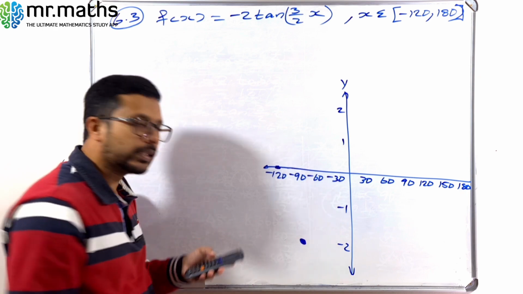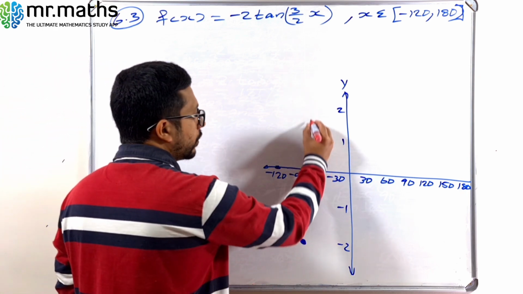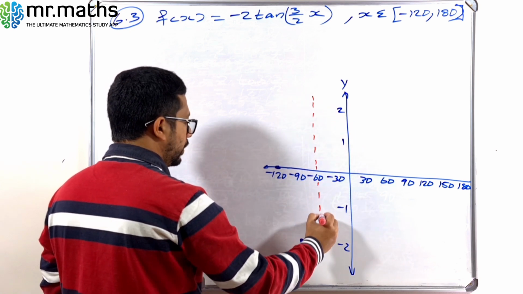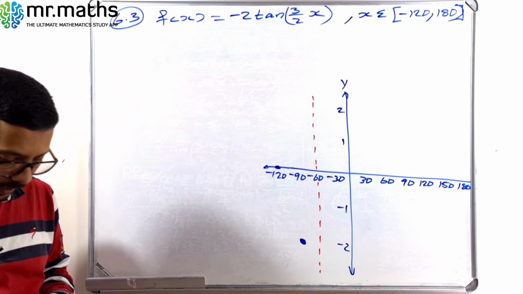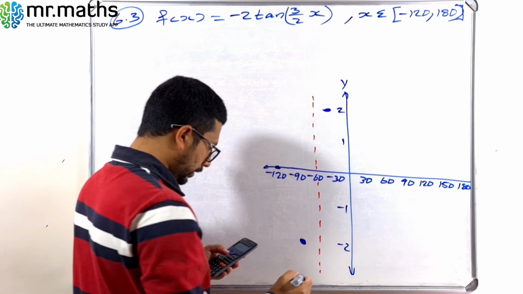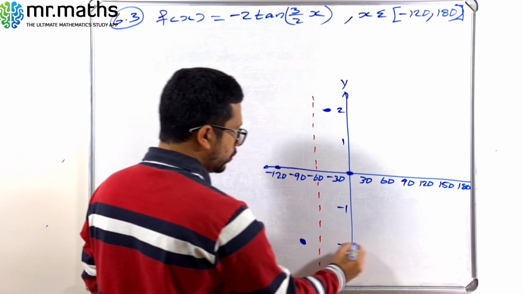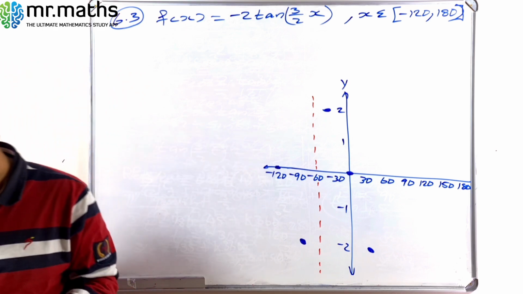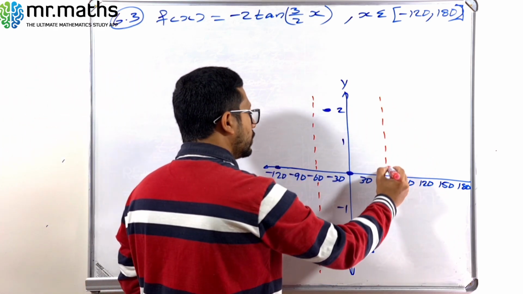Minus 60 is error, am I right? Error means that is an asymptote, that is why it is showing error. So an asymptote passes through minus 60. Now minus 30 is positive 2. Then 0 is 0. 30 is minus 2. 60 is again error, that means that is an asymptote passing through 60.